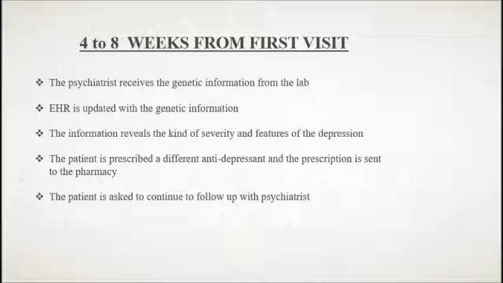Four to eight weeks from the first visit with the psychiatrist, the psychiatrist receives the genetic information from the lab. The EHR is updated with the genetic information. The information reveals the severity and features of the depression. The patient is prescribed a different antidepressant and the prescription is sent to the pharmacy. The patient is asked to continue to follow up with the psychiatrist.